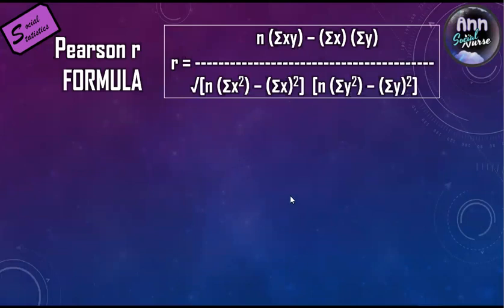So the formula for Pearson r will be like this. It's a series of x's and y's. So n here, we know that n is for sample. So the summation of xy, summation of x, summation of y. And there is this summation of x squared and the summation of x and then you square it, and so on.